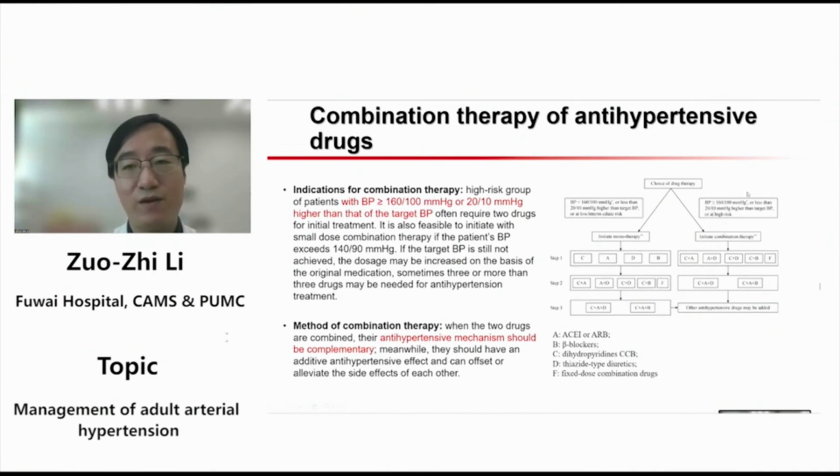If a patient has relatively high blood pressure, that is above 160 over 100, or has blood pressure 20 over 10 higher than the target BP, or is at high risk of risk stratification, then the patient should initiate combination therapy, that is C plus A, CCB accompanied by ACEI-ARB, or ACEI-ARB plus diuretics could be used as a first-line combination therapy.